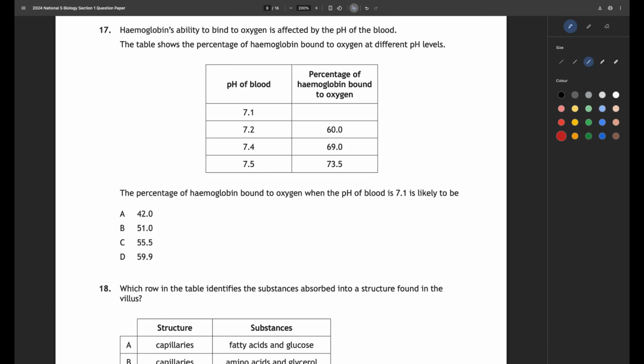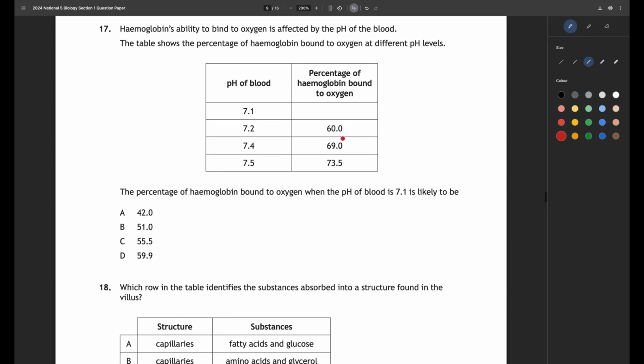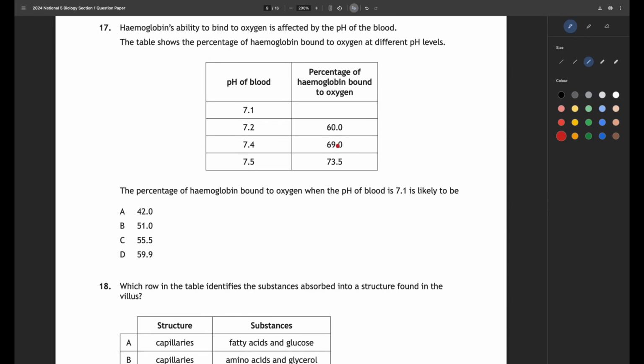So what I would do if I was doing the exam is I would actually put 7.3 in between them, and then I would get the number halfway between 60 and 69 there. So that'd be 64.5. Okay, 64.5 would be in here. And that tells us that we are going down by 4.5 for every 0.1 decrease in pH, which means that we then just need to take away 4.5 from 60, and that will give us 55.5. Okay, so our answer is going to be 55.5.